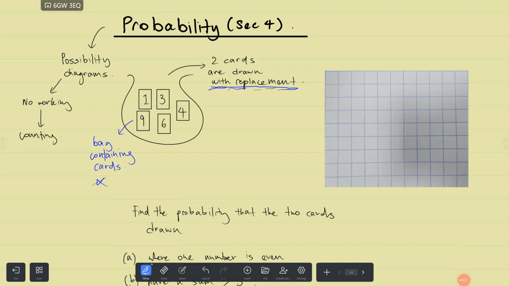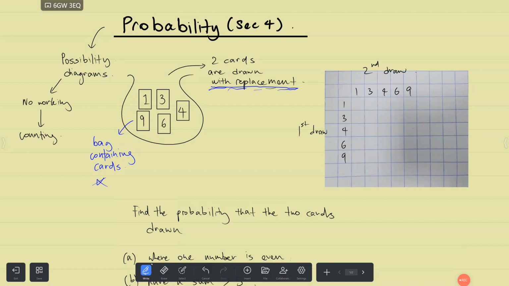So what you can do is start off by writing your possible numbers: 1, 3, 4, 6, 9. So the 5 cards each, and same thing here: 1, 3, 4, 6, and 9. In this particular grid, we're going to write in all the possible combinations that we can have with our possibility diagram. Why is that so? Because we can regard the one on the left hand side to be your first draw, and the one on your horizontal or row wise to be your second draw.